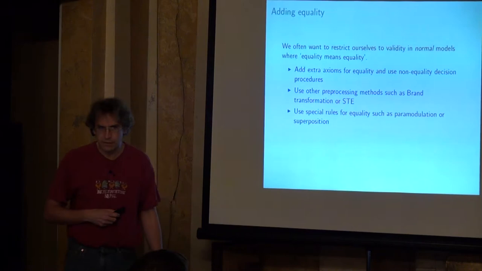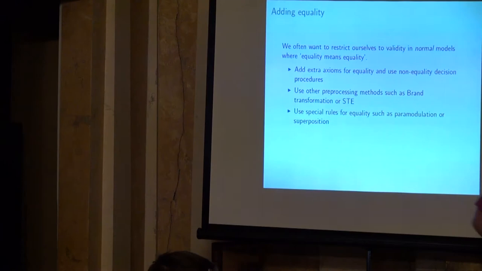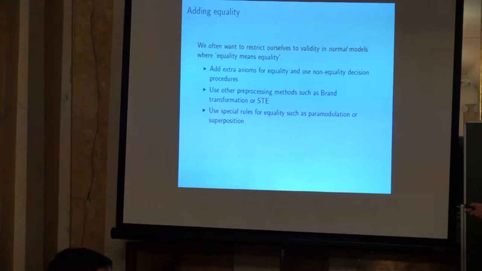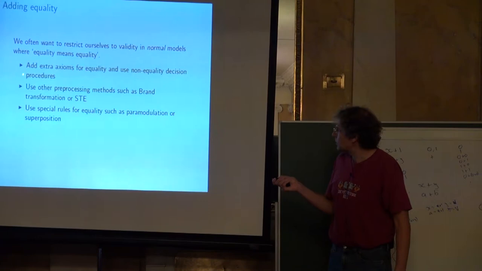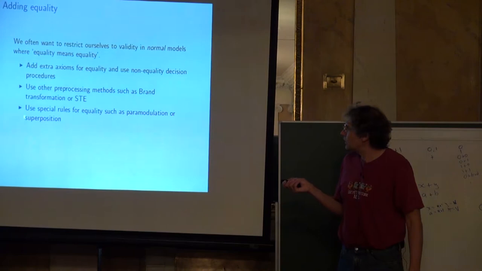So how can you modify plain first-order proof procedures to deal with equality? One way is you can pre-process the formula. One technique is to add some extra axioms for equality. I'll talk about that in a bit more detail in the next slide. Or there are other pre-processing transformations, such as the so-called Brand's transformation. Or you can have some special inference rules for dealing with equality, not just the standard logical rules.